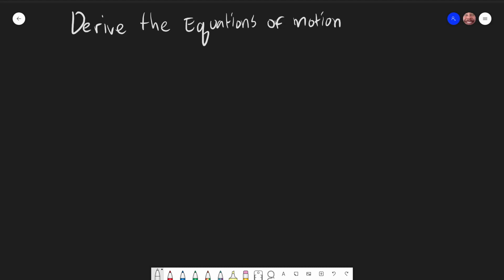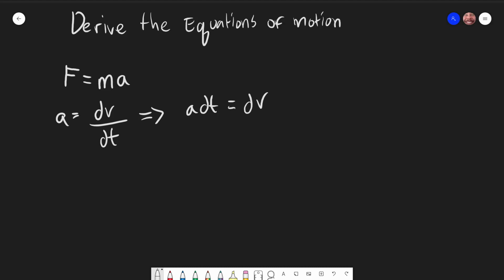The first derivation is actually the simplest one of them all. It comes from Newton's second law of motion: force equals mass times acceleration, a very linear relationship, but it can take you very far in terms of calculus with physics. We're going to rewrite acceleration in terms of its first derivative, the rate of change of velocity with respect to the rate of change of time. So we can rewrite this as a times dt equals dv. Now we have a differential equation.